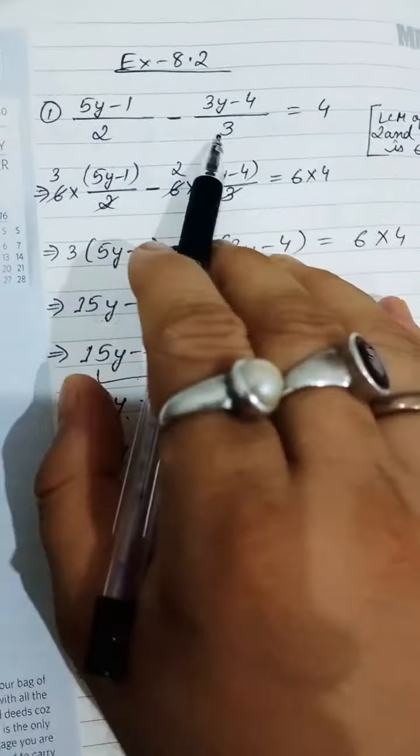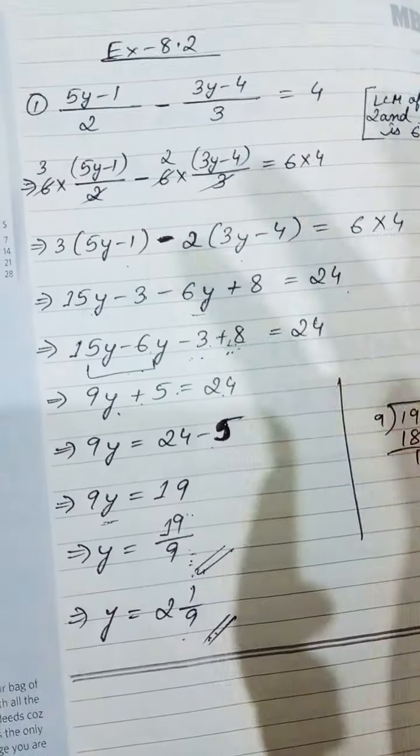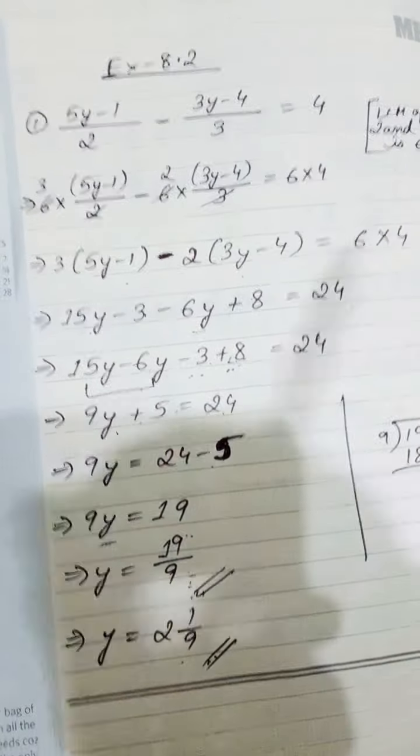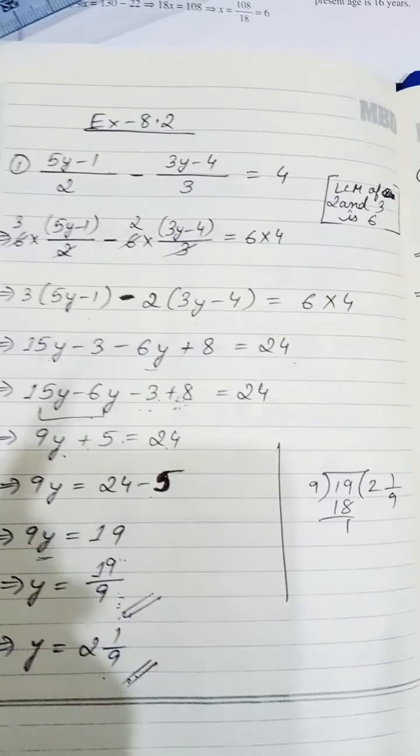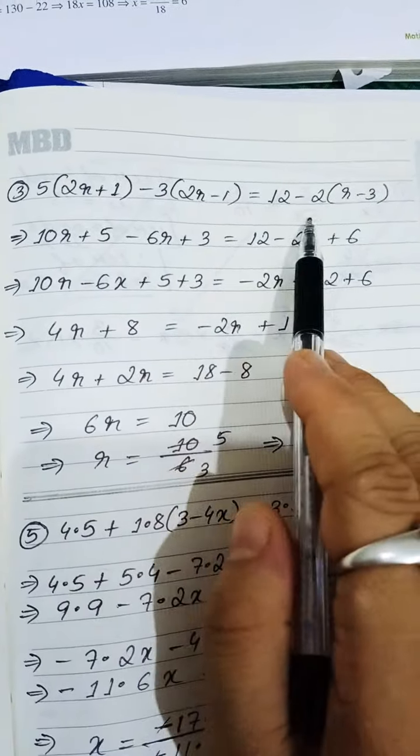You take the LCM, multiply with the LCM in the entire equation, and then you can get your answer. Or else, as I said, you can subtract these two first by taking the LCM, like fraction subtraction, and then you can continue. Okay, next I have taken question number 3 now. 5 into 2r plus 1 minus 3 into 2r minus 1 and this.